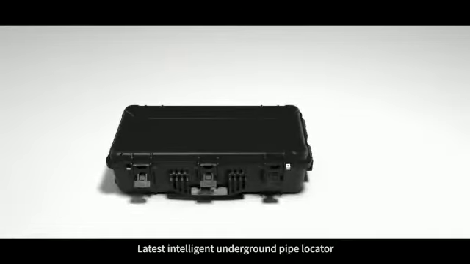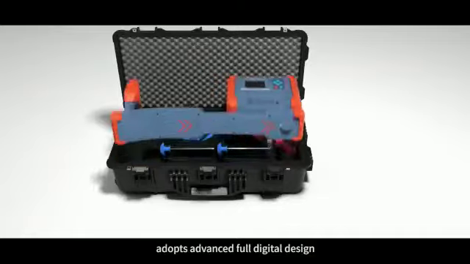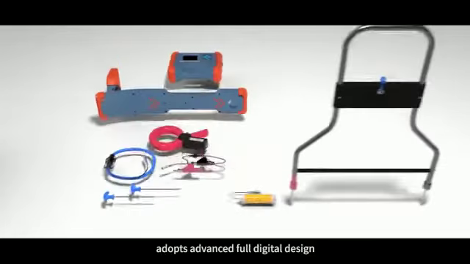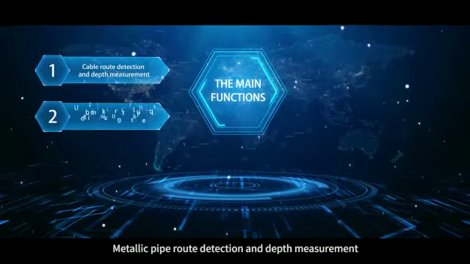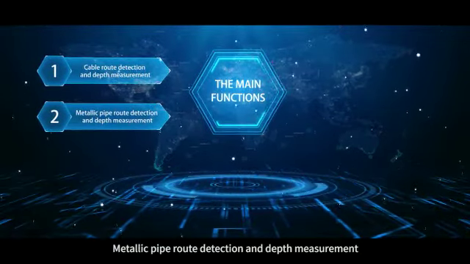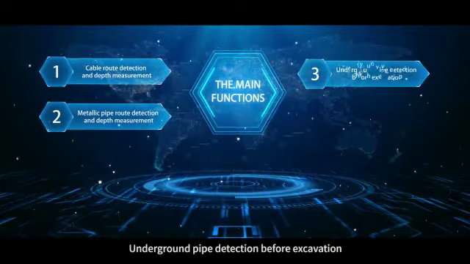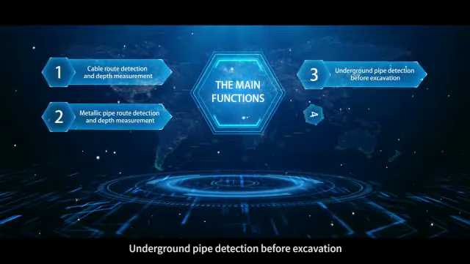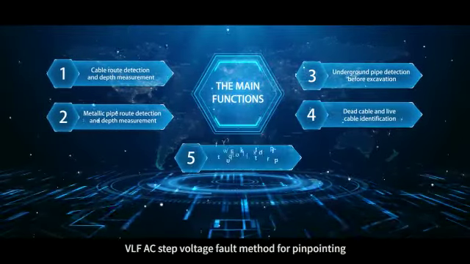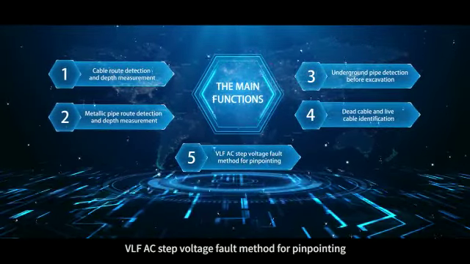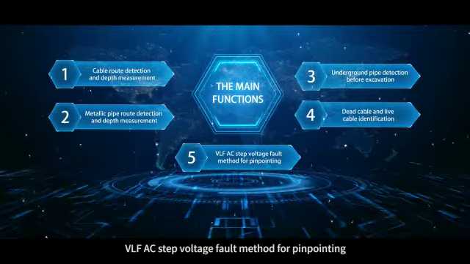The latest intelligent underground pipe locator adopts an advanced full digital design. The main functions: cable route detection and depth measurement, metallic pipe route detection and depth measurement, underground pipe detection before its activation, dead cable and live cable identification, and VLF AC step voltage fault method for pinpointing.